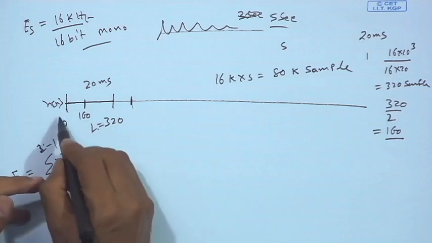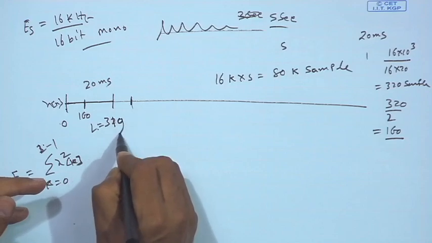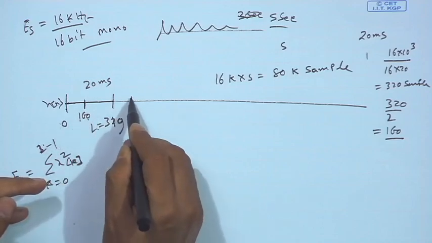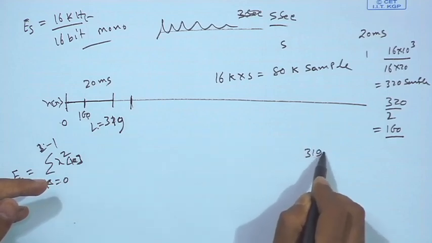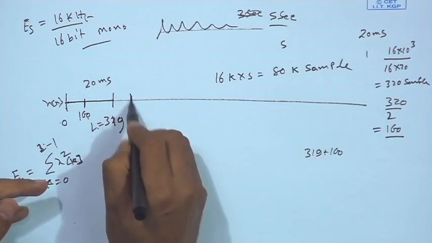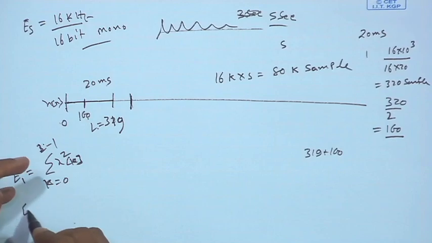Okay. So, this is 0 to 319 samples. This is 160 samples to another. So, here it will be 319 plus 160. So, I take those samples and find out E 2.